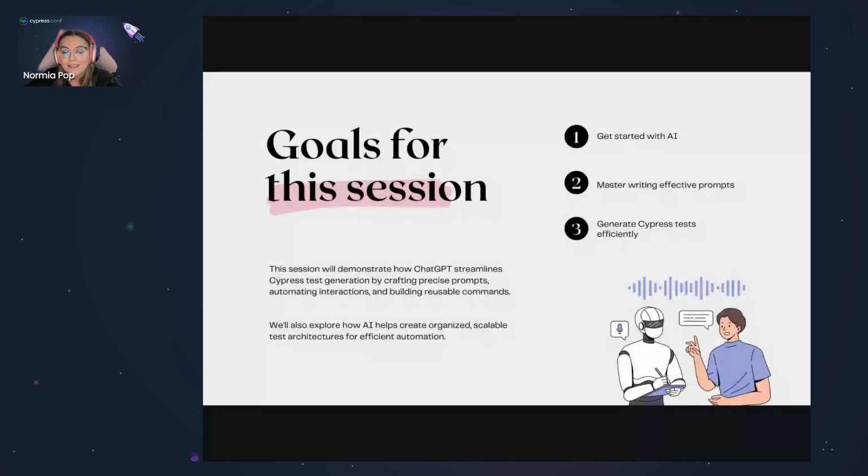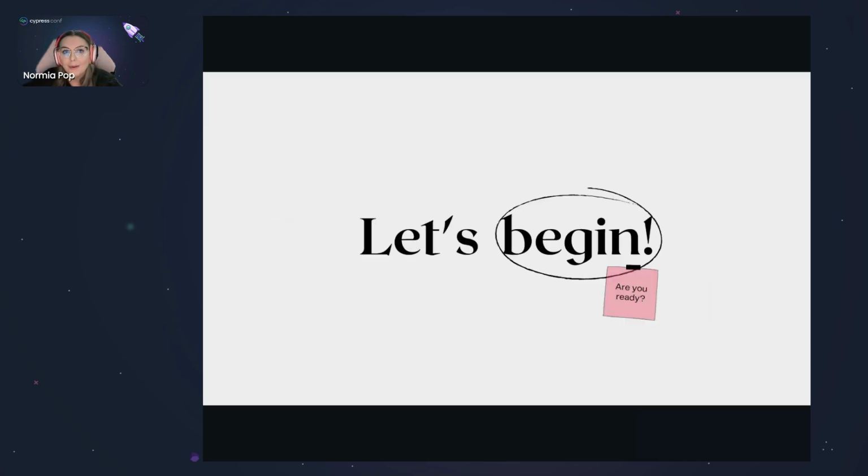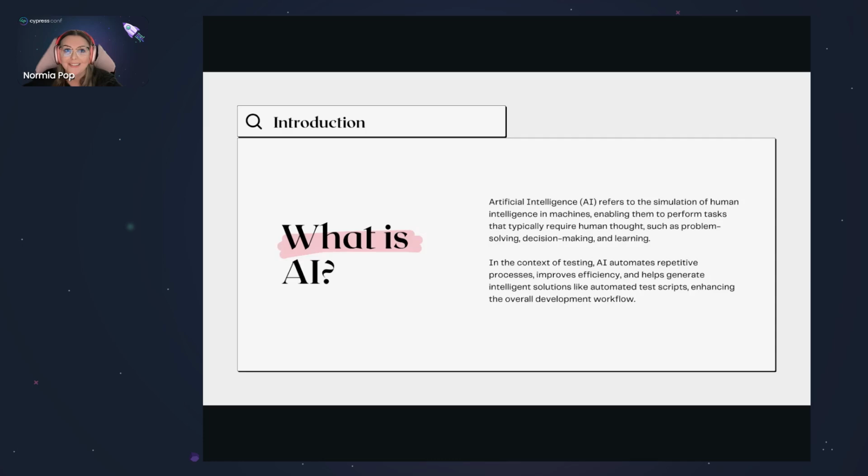This session will be a step-by-step guide on how to use AI to generate Cypress automation tests with ChatGPT as our tool to achieve these goals. We'll explore the following. 1. AI in test automation: how to get started with AI, specifically ChatGPT, for generating test scripts. 2. Crafting effective prompts: the importance of well-crafted prompts to communicate with AI for better outputs. 3. Efficient Cypress test generation: how to create structured, scalable, and maintainable Cypress tests using AI. So, without further ado, let's jump into this session.